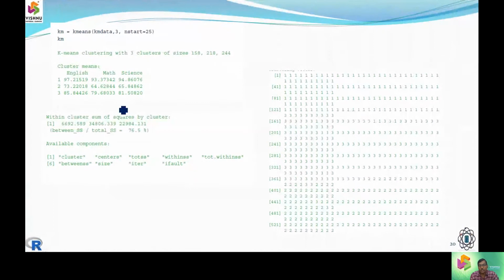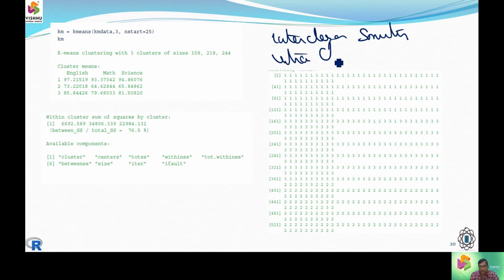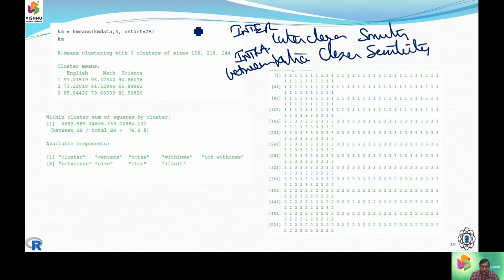So now we will start identifying the distances, that is the intercluster similarity and the intracluster similarity. This is INTER, this is INTRA, that is between clusters and within a cluster. That is the similarity we make up.